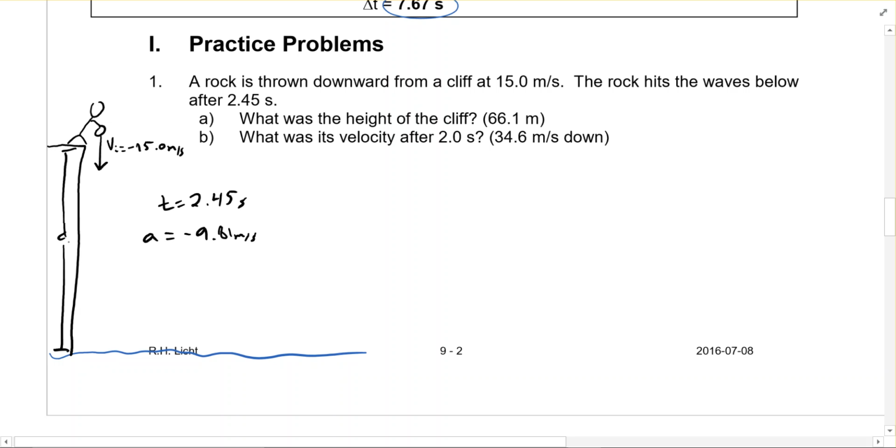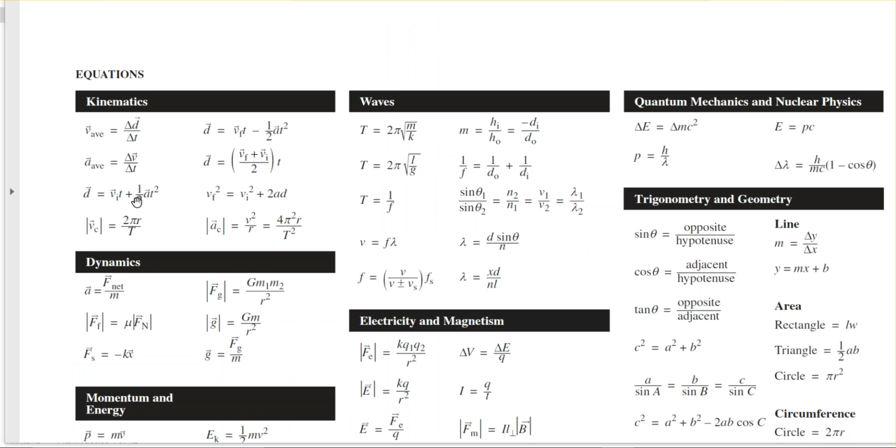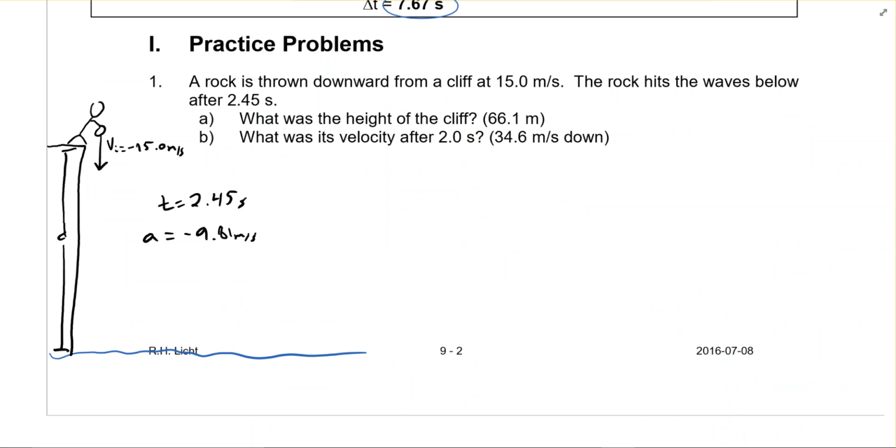All right, so the only thing that we are not even interested in, that didn't even come up, is VF, right? So if we look at our formula sheet, the one that doesn't even have VF is going to be this one, right there. All right, so we're going to say D is equal to VIT plus 1/2 AT squared. And we're just looking for the distance, right? So we're just going to plug in the numbers.